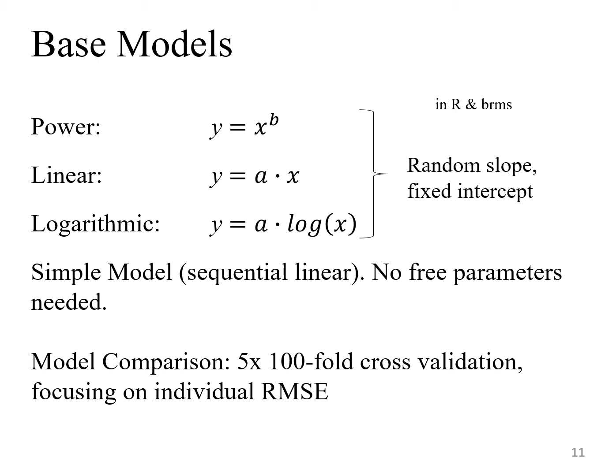Repeating this for all 5 combinations and then for all 100 repetitions, we averaged the root mean square error for the individual participants. This lets us compare which participants are predicted best by which model.